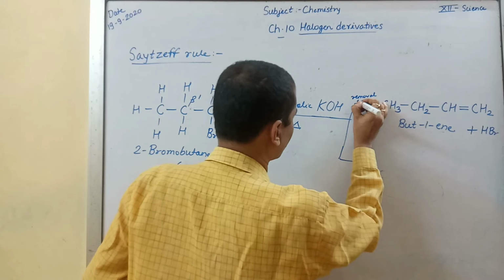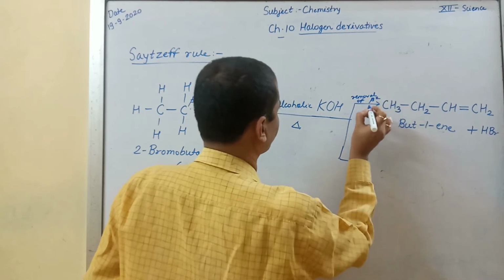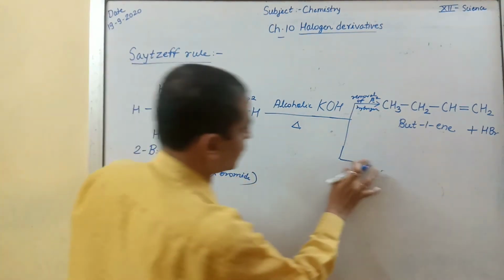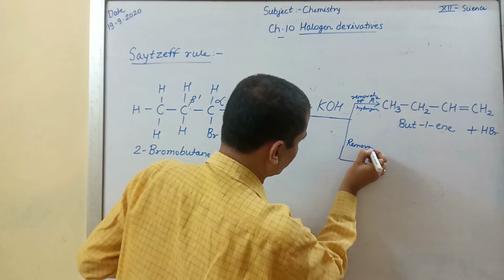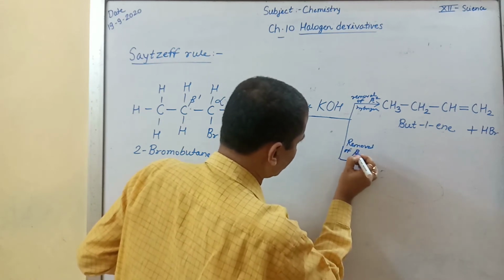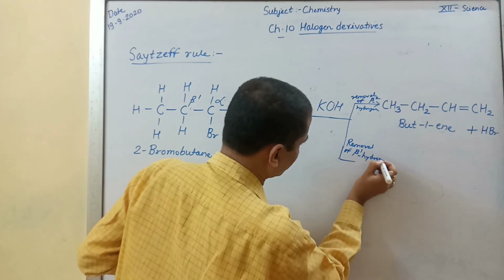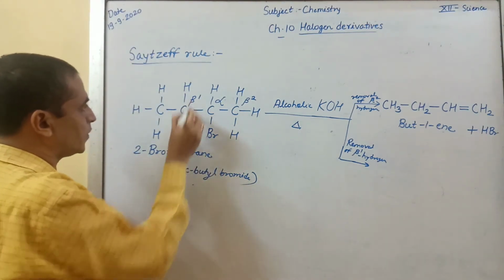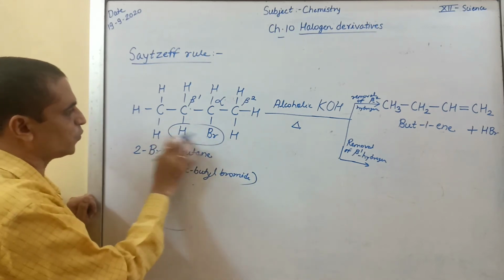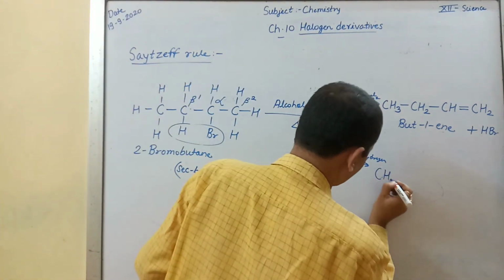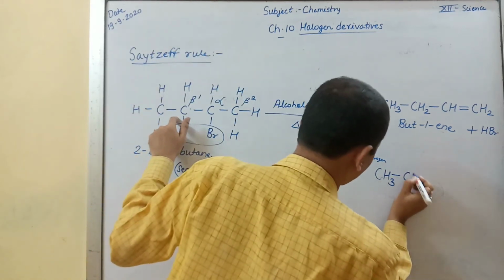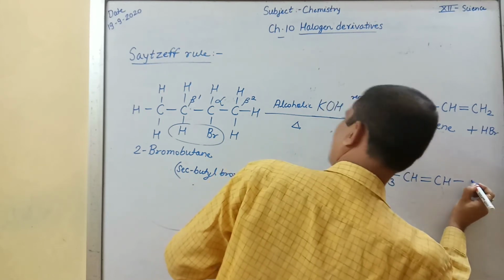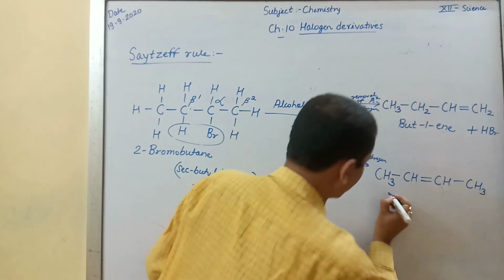Okay. If you consider removal of beta 1 hydrogen, what will you get? Beta 1 means HBr is removed. So here we got CH3. What is remaining? CH. Here again CH. And here you get what? CH3. It is what? But-2-ene.